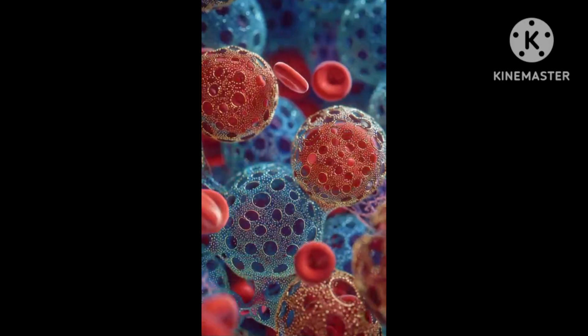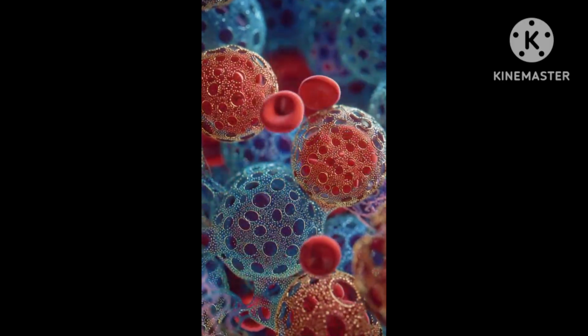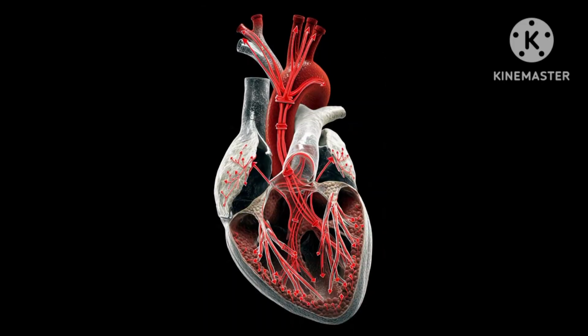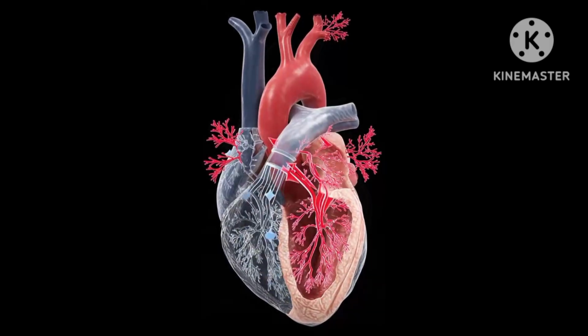Carbon dioxide diffuses out of the blood and oxygen diffuses in. Now, oxygenated blood returns to the left atrium through the pulmonary veins. It then passes via the bicuspid or mitral valve into the left ventricle, which contracts powerfully to pump blood into the aorta through the aortic semilunar valve.